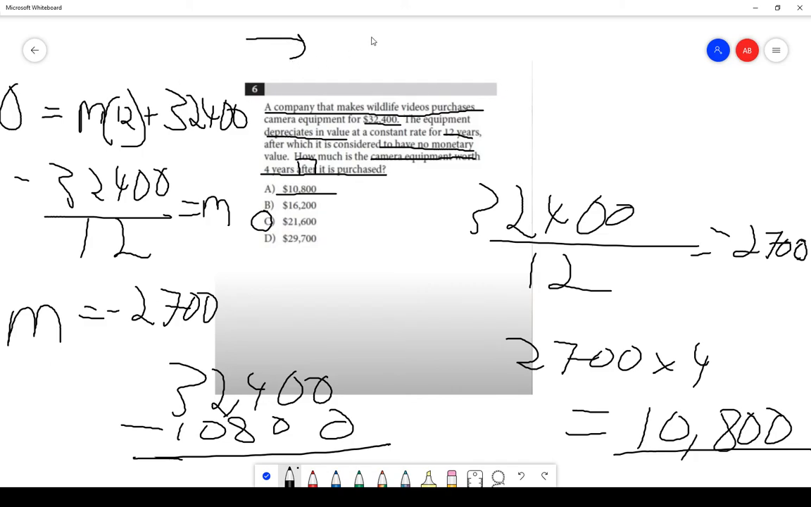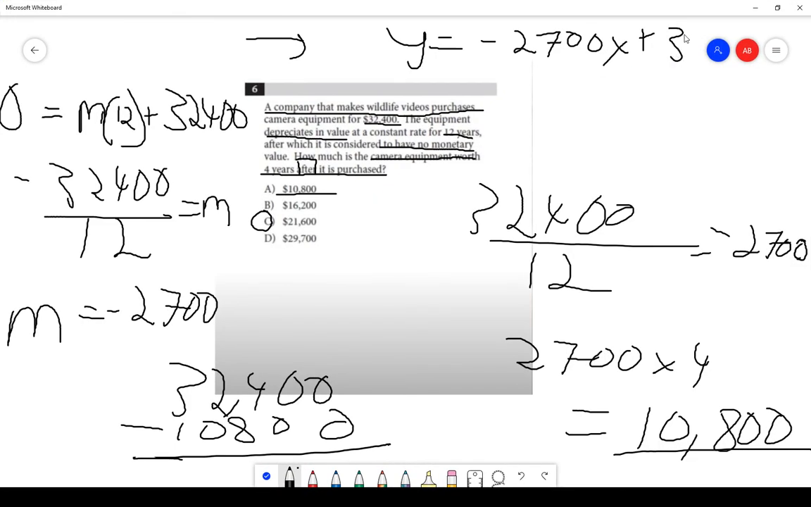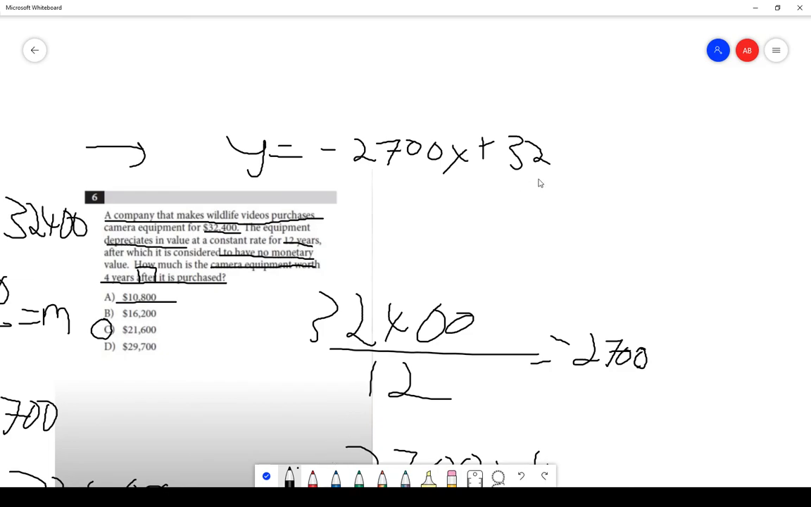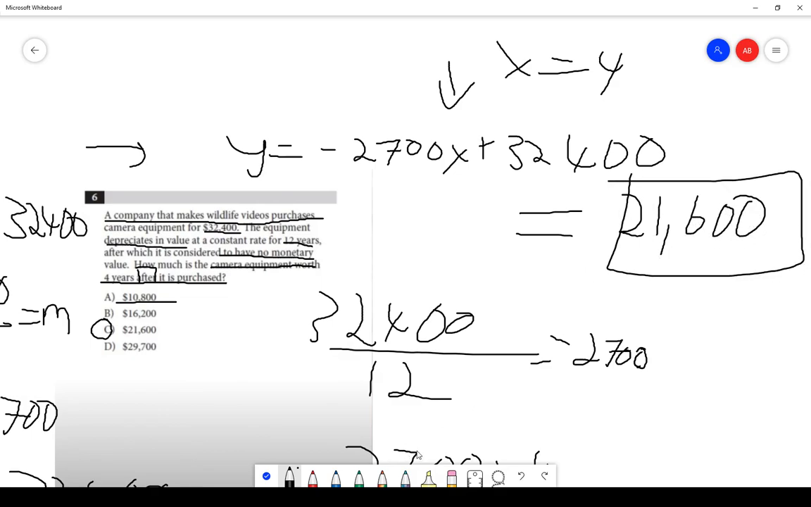So our formula right here is going to be y equals negative 2,700x plus 32,400. And we know that the x value has to be 4, right? So if you plug in 4 to this, you should get this equal to 21,600. And that should be your final answer.